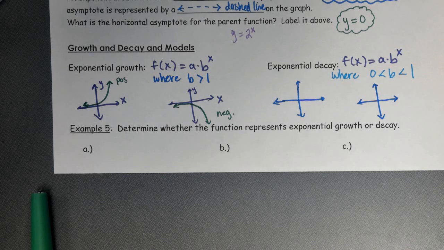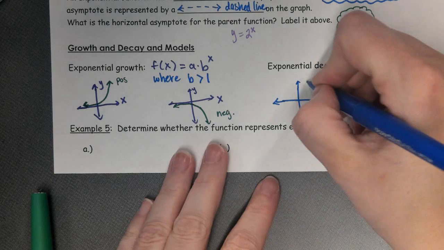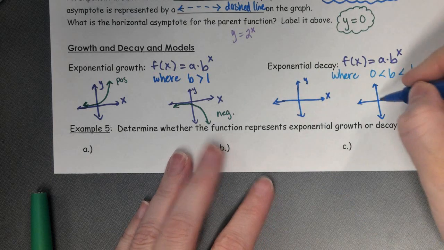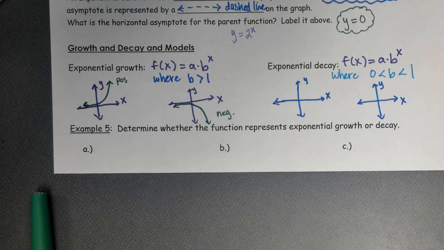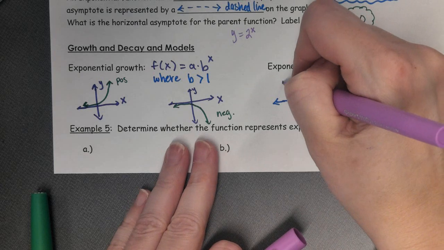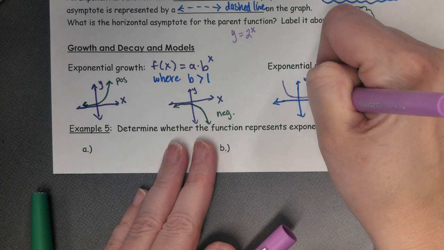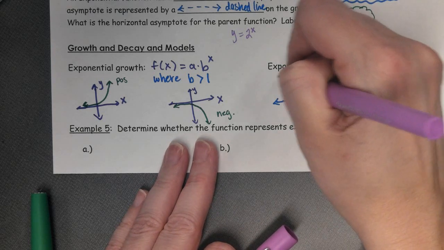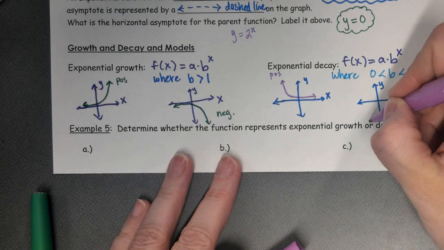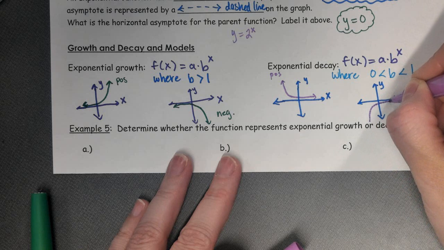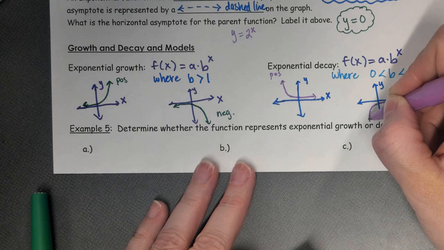Okay, so when you have the exponential decay, it can start positive or it can start negative. Okay, so if it starts positive and it's decaying, it could be getting closer and closer to 0. Or it could start negative and get closer and closer to 0.